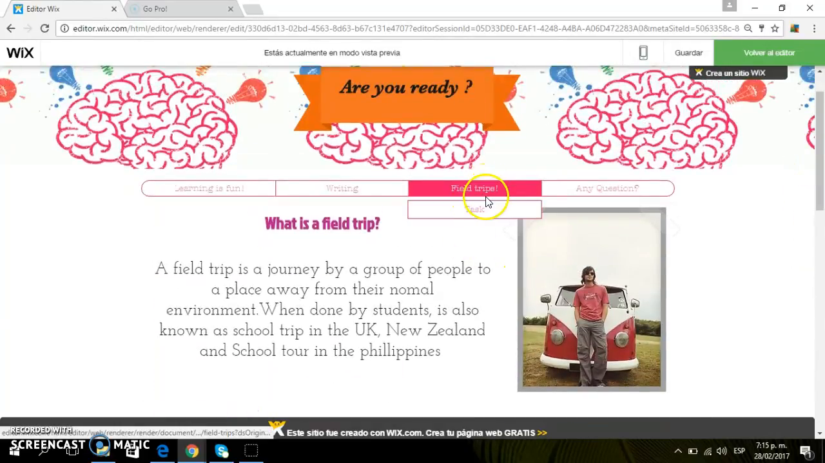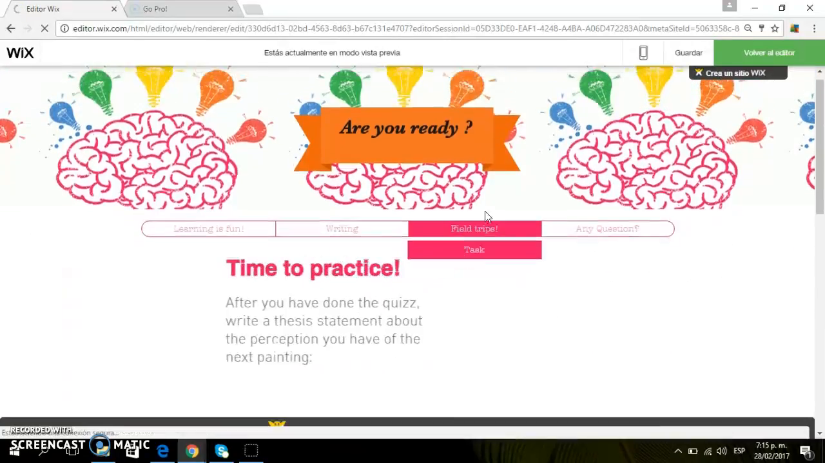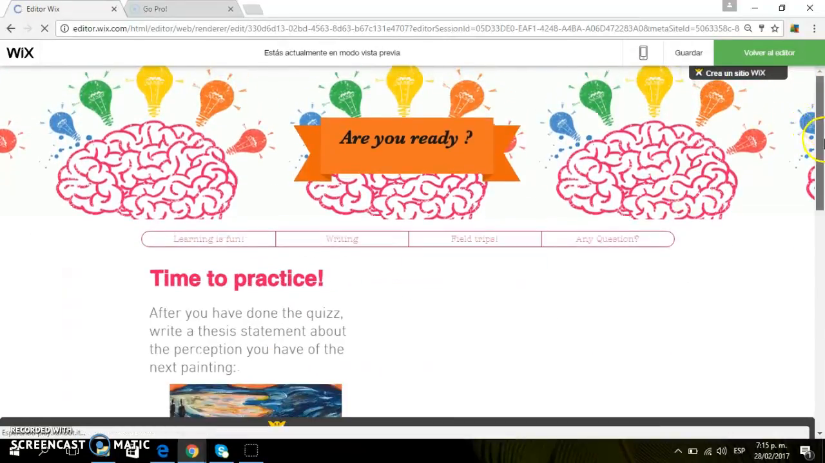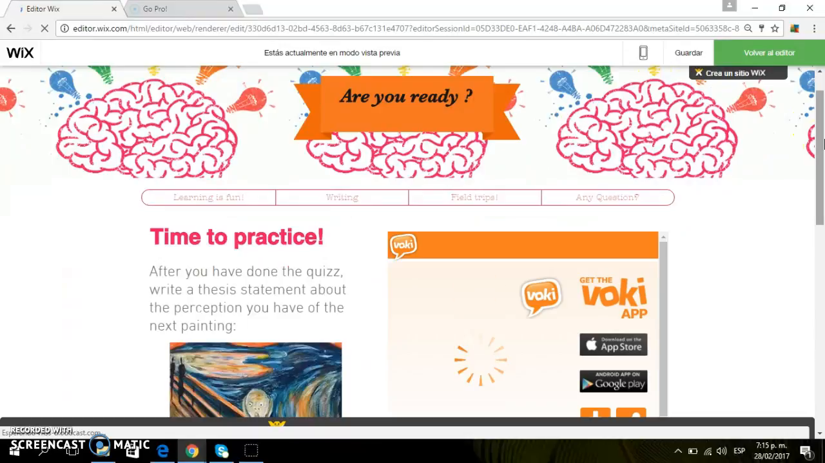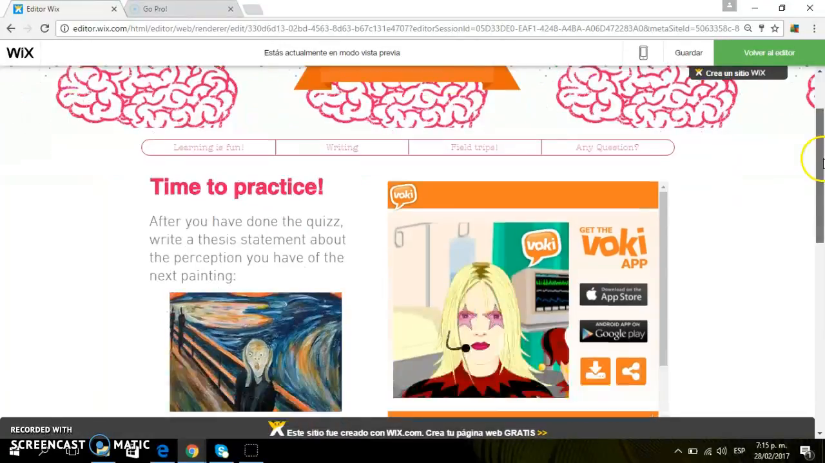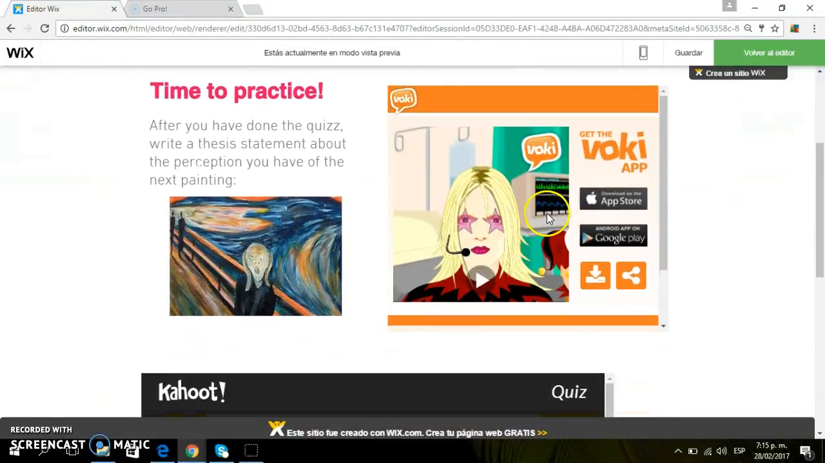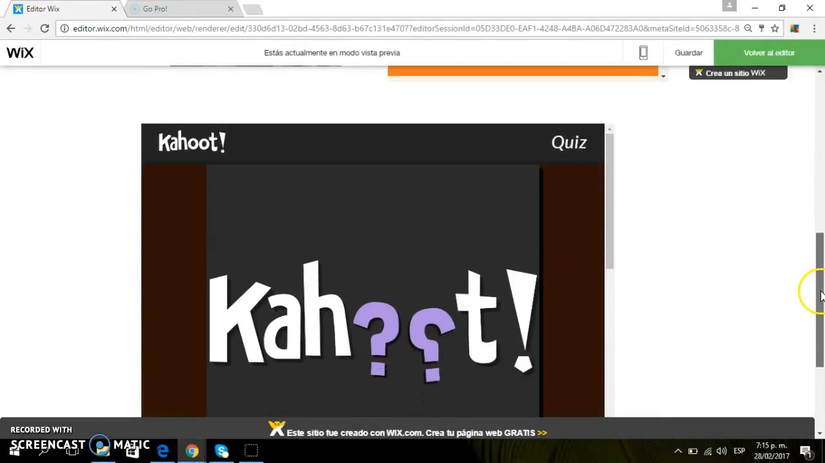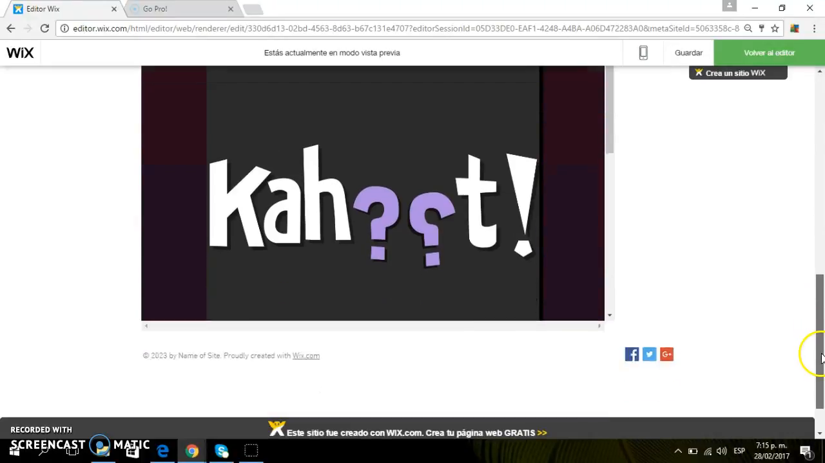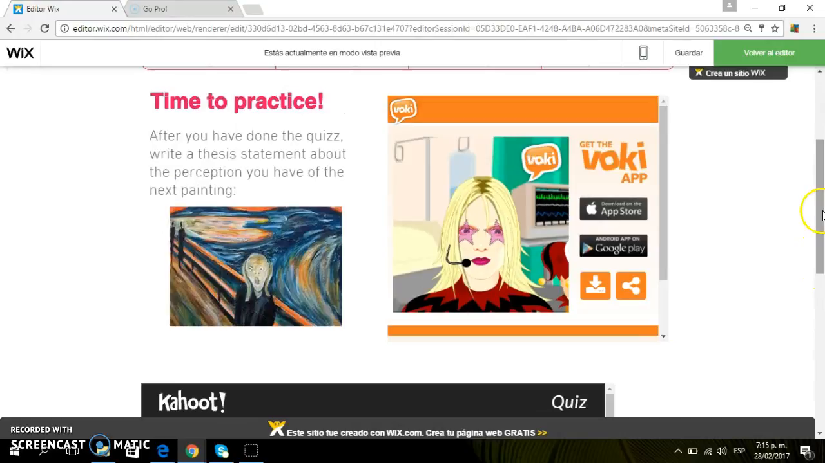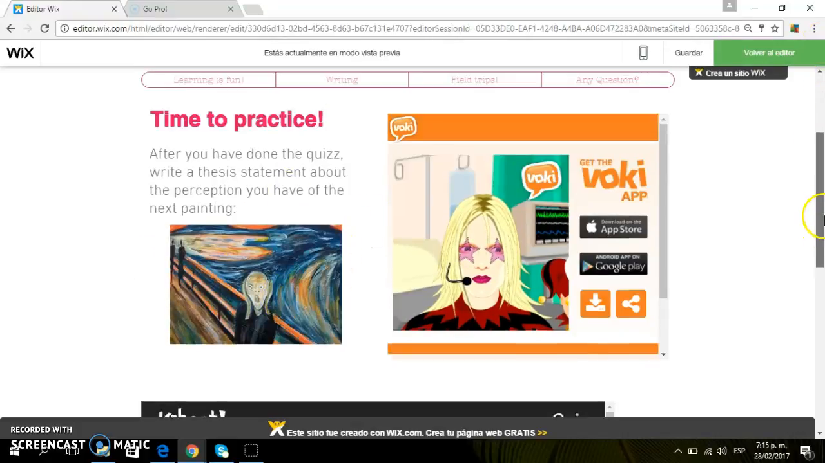Here is the sub window that is called task. First we are only exploring the web page. Here's another Voki. This is a quiz activity that I'm going to explain later with another application that I used. And here is the final task, where they have to write a thesis statement about the perception they have of this painting here, a famous painting.